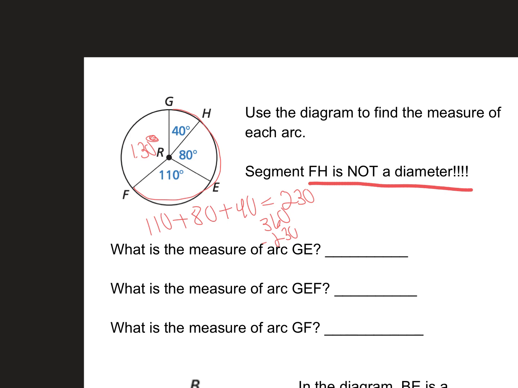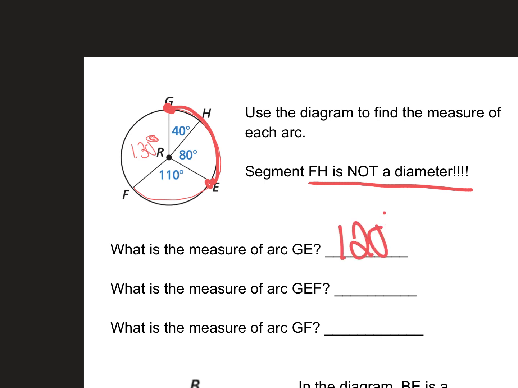Okay, so now that we have all the different pieces of our diagram labeled, we can start adding angles and arcs together if we need to. If I want to know the measure of arc GE, that's the short route going from G to E, that's going to be that 40 degree and that 80 degree angle. We're just going to add them together. 40 plus 80 is 120 degrees.